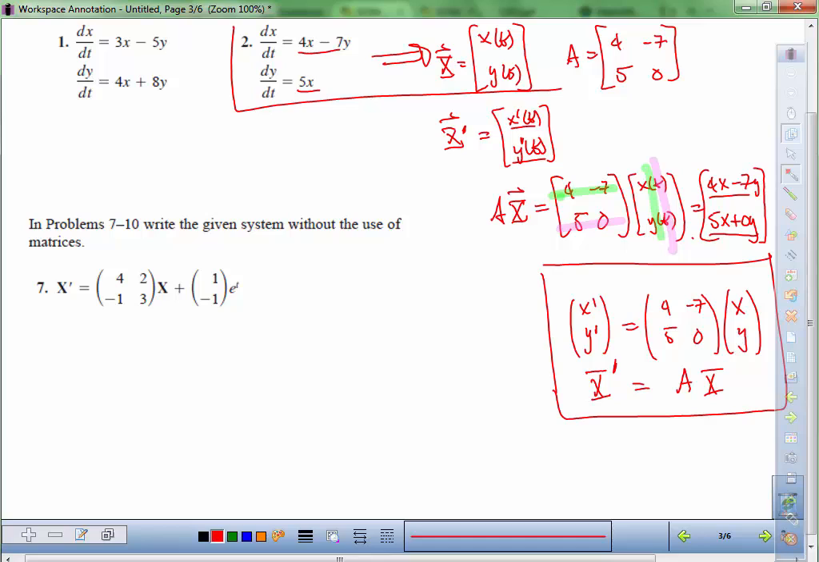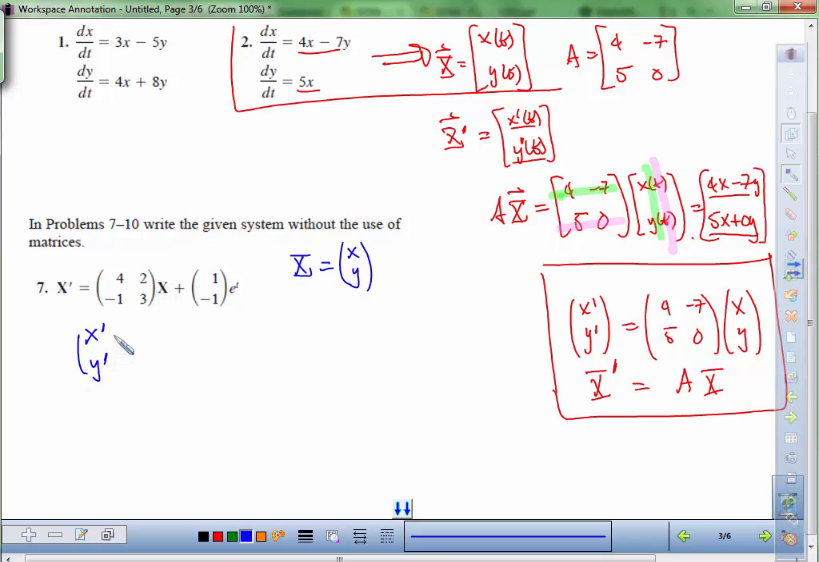So the second one, they want us to write the system without using matrices, and right now it's written as matrices. Let's see if we can rewrite that without the use of matrices. Assuming that x is equal to the vector xy, I'll do this in a couple of steps, but you don't have to. Do this enough times and you'll be able to write the equations down a lot quicker. But let's take our time for now.